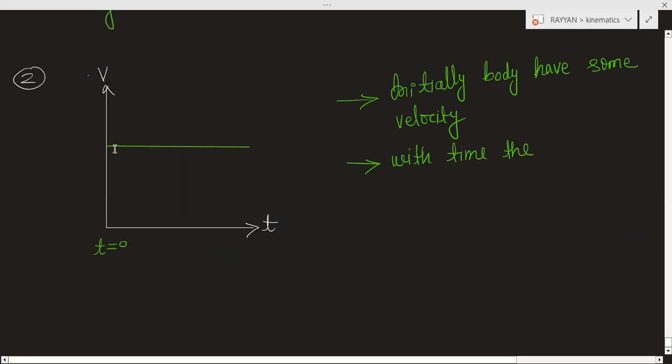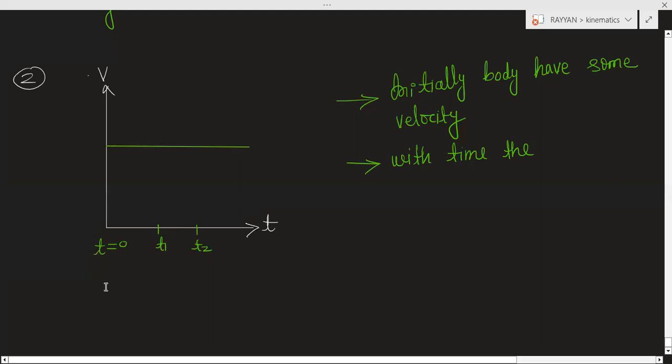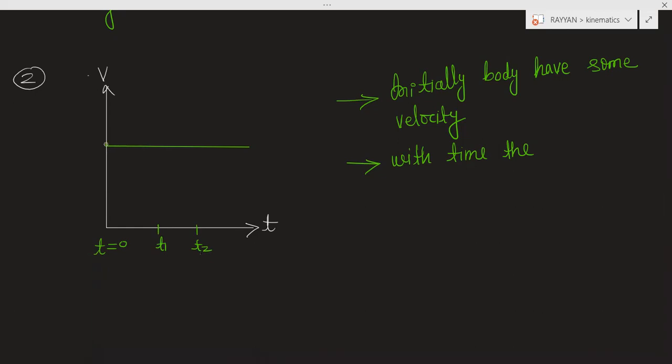Okay, because this velocity is a particular value of velocity. That means with time, the velocity remains the same. You can take any time t1 and t2. For this time also, the velocity will be this. For this time also, the velocity will be this. So velocity is not changing with time.